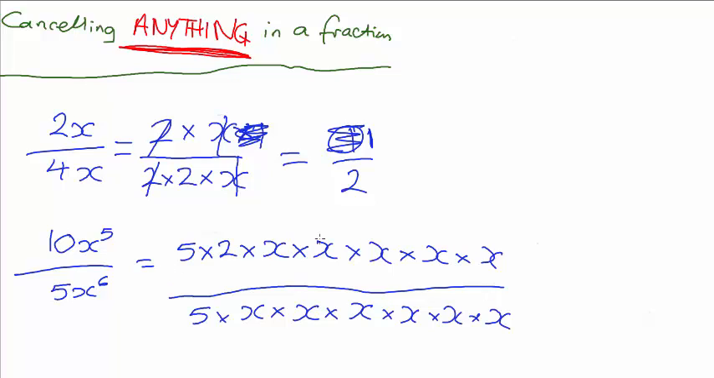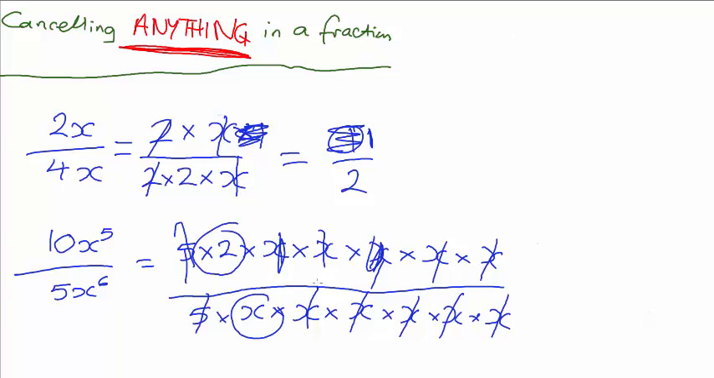Right? I've now got the top and bottom as a chain of things multiplying. I can now start cancelling. I cancel that with that. Cancel that with that. Cancel that with that. Get my point? Now I've run out of x's. So now I cancel this. All I'm left with is a 2 and an x. So this whole thing equals 2 over x.